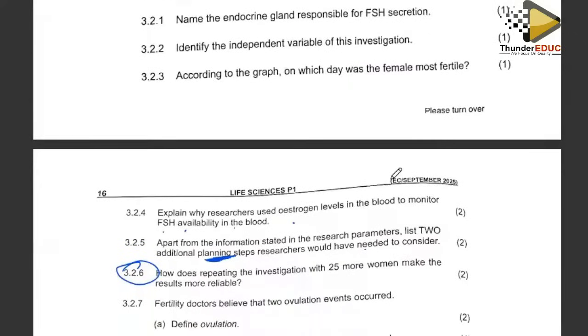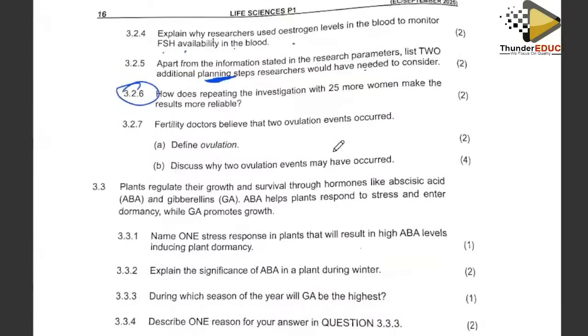So I could say that. I can also say that, you can also say that, discussing why two peaks.